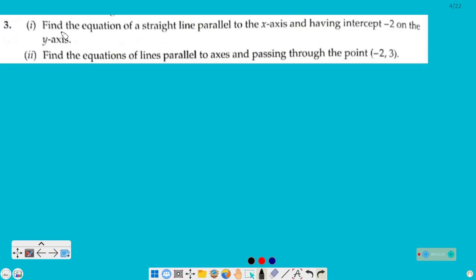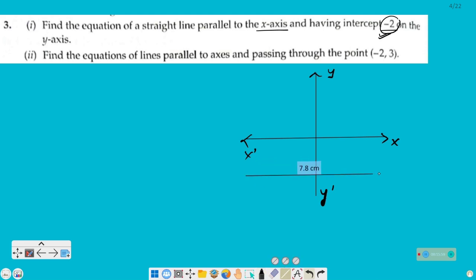Question number 3, part 1, find the equation of a straight line parallel to x-axis and having intercept minus 2 on y-axis. पैरेलल टू एक्स एक्सिस एंड वाई इंटरसेप्ट -2, नेगेटिव डायरेक्शन में इंटरसेप्ट कट किया है. इट मीन्स इट इज बिलो एक्स एक्सिस. This distance is 2 but in negative direction, so the equation of line will be y is equal to -2. Due to parallel to x axis, its equation will be y is equal to k and the distance is -2.